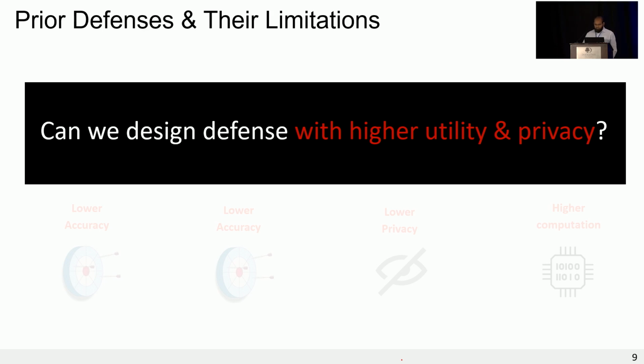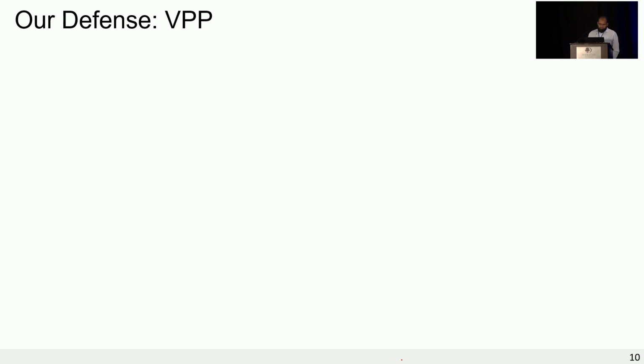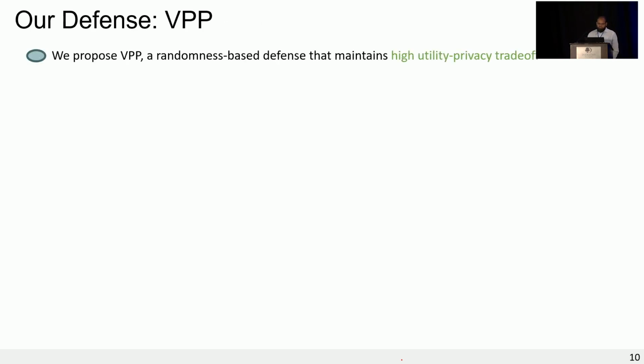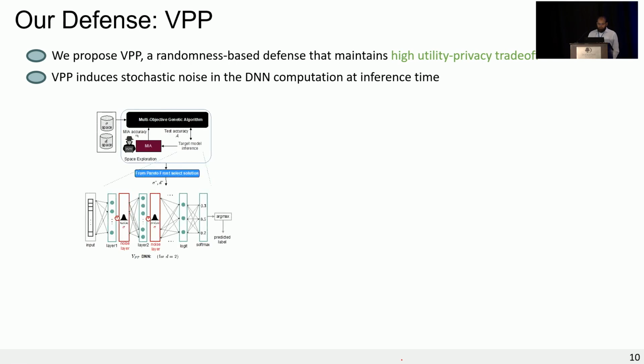So our work is based on asking this simple question: can we design a defense that can overcome these limitations? For this, we propose VPP, a privacy-preserving voltage scheme, which is basically a randomness-based defense that can maintain utility as well as ensure privacy. VPP basically introduces stochastic noise to the model at inference time.